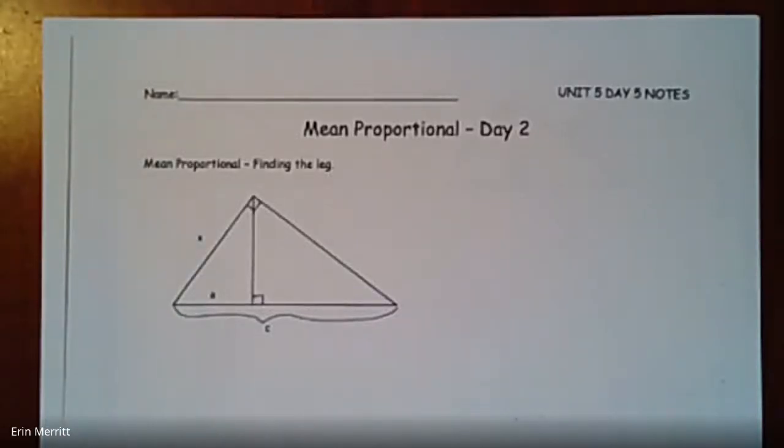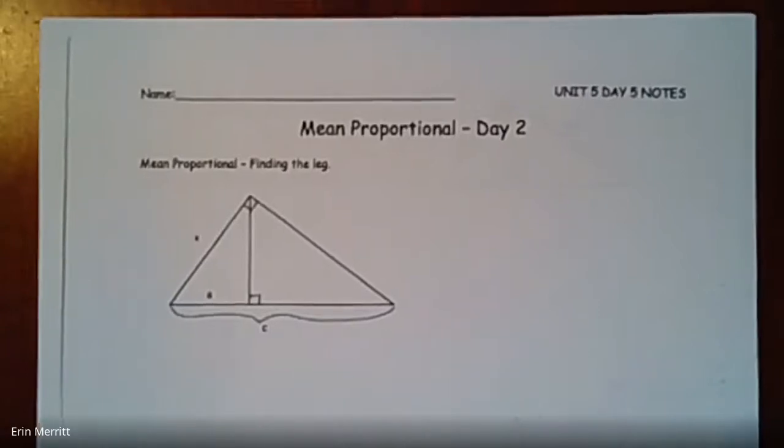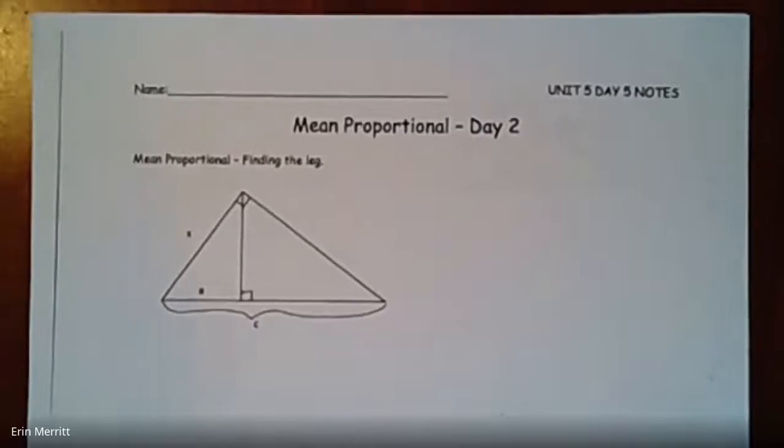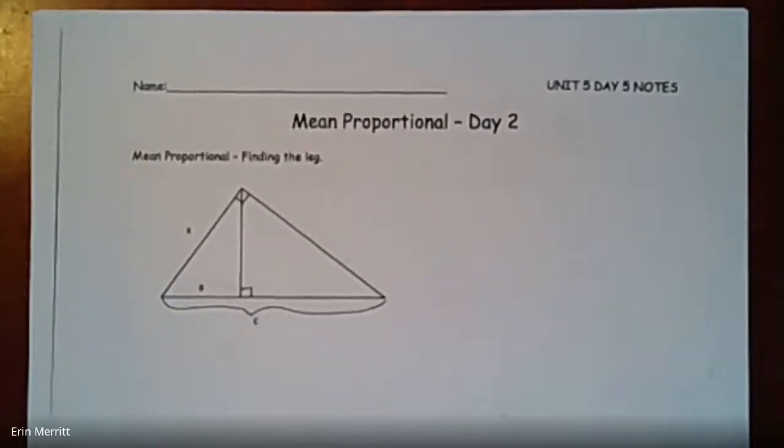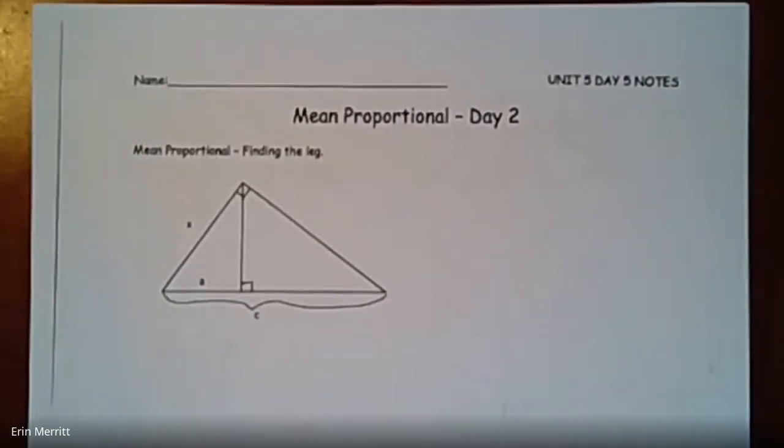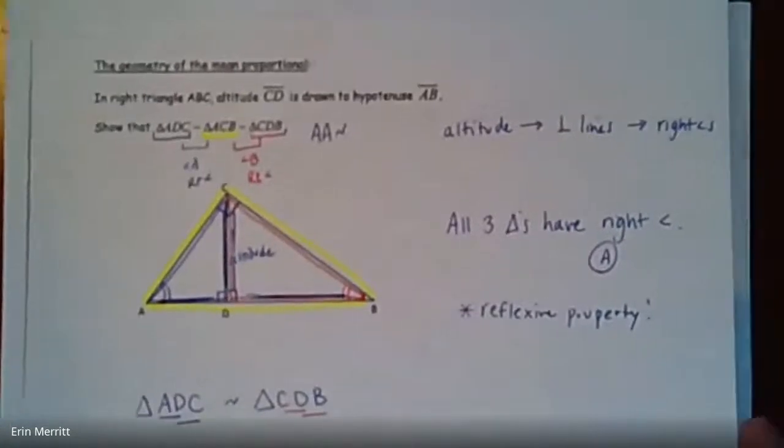Hi guys, it is day 5 of Unit 5, and we have another day talking about mean proportional. The reason we have a second day is because there's a second relationship that becomes really important here. So I'm actually going to backtrack to page 12 for just a moment. You can look back at your own page 12 or just look with me from the notes.